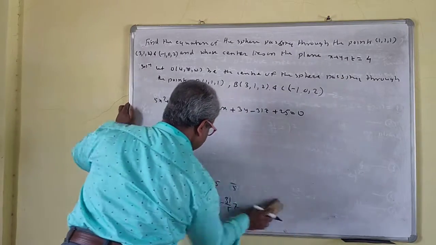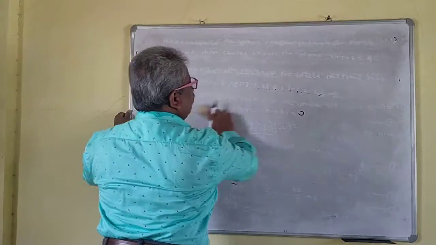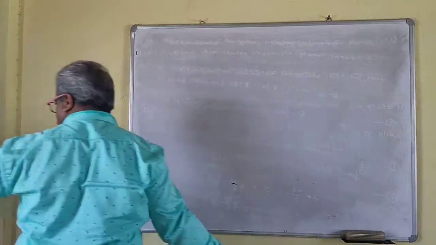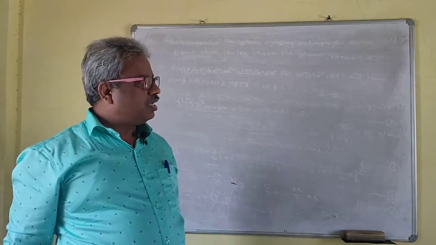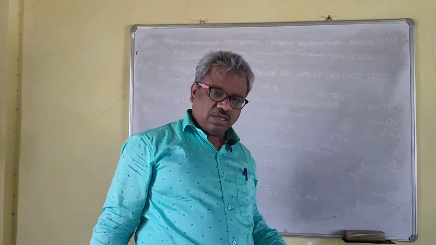Okay, so we have seen some complicated examples on this. I hope that you understand how to find the equation of the sphere passing through 3 points where the condition is given on the center. I hope that you understand all those things. Okay, so we'll stop here.